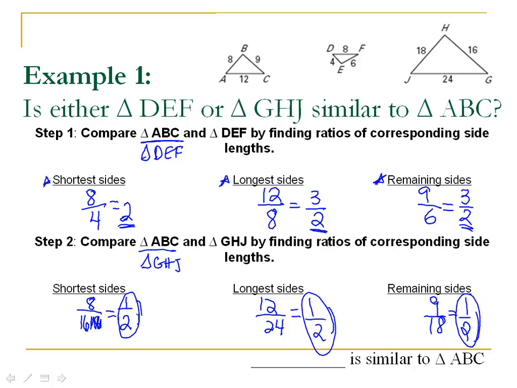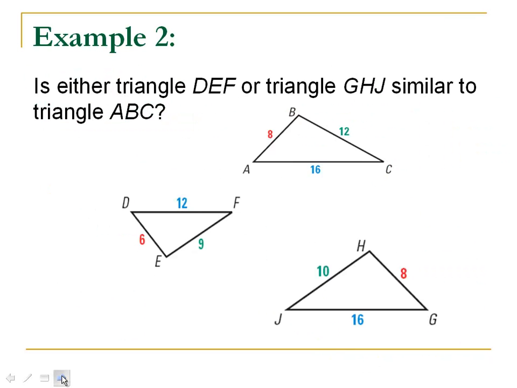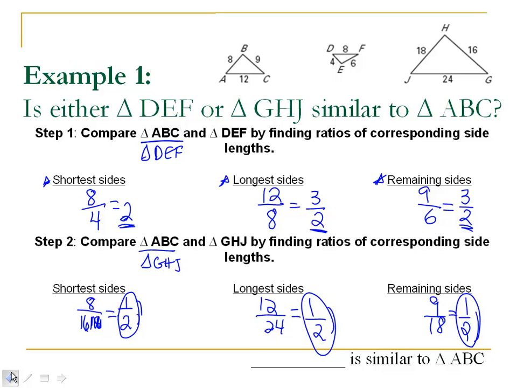So do you remember we used the term scale factor, actually two lessons ago. They have the same ratio, so our two triangles are similar. So we can say triangle GHJ is similar to triangle ABC.